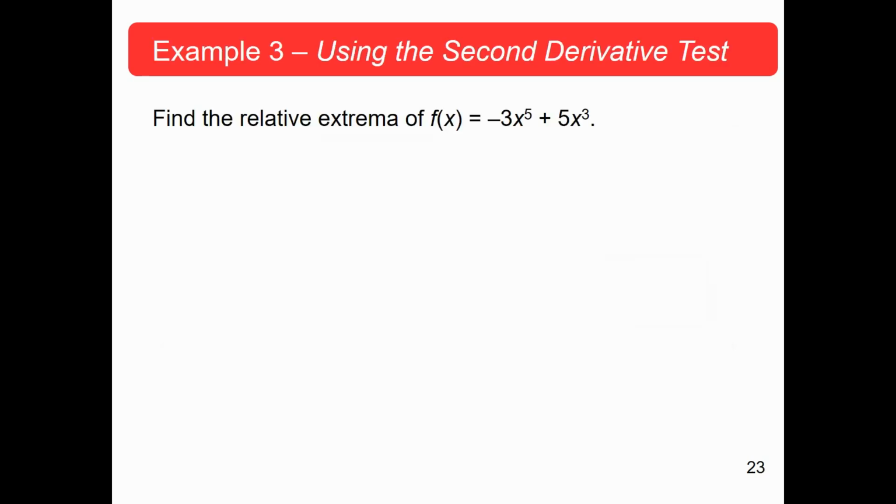So let's actually use the second derivative here. We're going to find the relative extrema. So we're going to start by finding f prime. So this gives us negative 15x to the fourth plus 15x squared. Okay, we're going to set that equal to 0. We're going to factor out the negative 15x squared. It's going to leave us with x squared minus 1. So we get that either x equals 0 or x equals 1. So these are our critical numbers. It's defined everywhere, therefore we don't have any non-differentiable points. We just have the points 0 and 1.